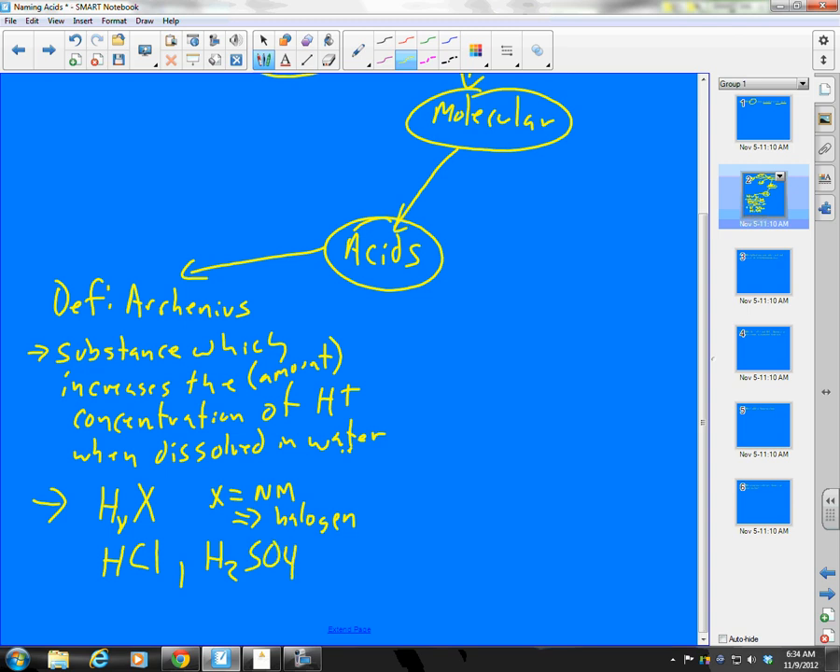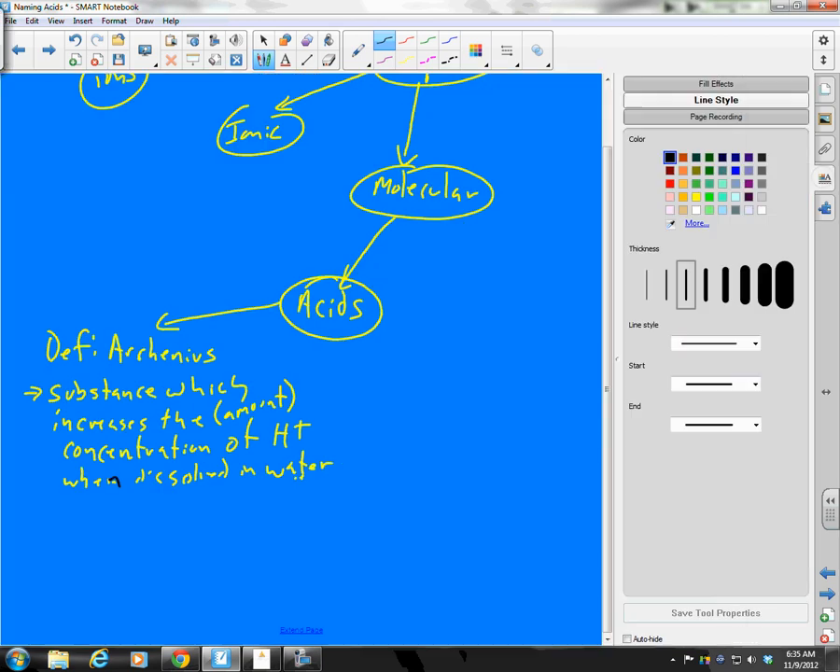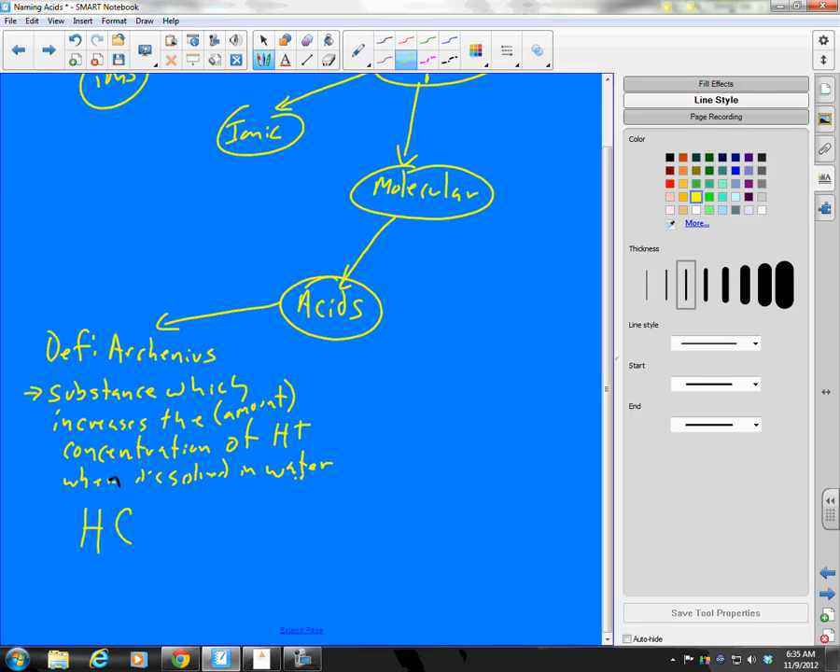H2SO4. These are examples of, oops, you know what? I got a little ahead of myself. Let's skip that for a second. I got to my binary acids too soon. But most of these have H in them. So HCl would be correct, H2SO4. These are both examples of Arrhenius acids.